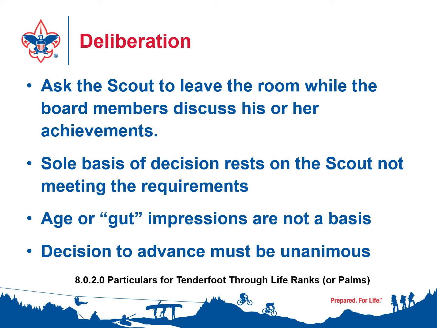You have to have a unanimous decision to advance the Scout. The sole basis for a denial is the Scout not meeting the requirements. You can't set a non-requirement or a new requirement such as age. There's no requirement that says, well, you have to be 13 to be an Eagle Scout. So you can't say, well, I think they're too immature, I think they're too young. Gut impressions are not a basis for denying rank advancement. It has to be solely based on whether or not they did the requirements. Again, the decision to advance must be unanimous.